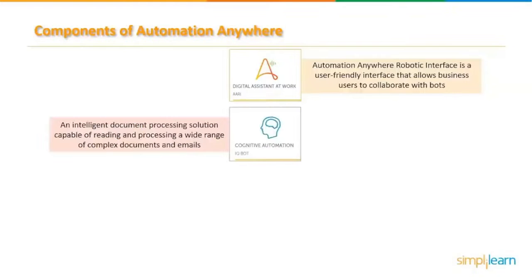IQBot, an intelligent document processing solution capable of reading and processing a wide range of complex documents and emails. IQBot intelligently captures, classifies, and extracts semi-structured and unstructured data using RPA and multiple AI techniques, allowing document-centric business process to be automated end-to-end.